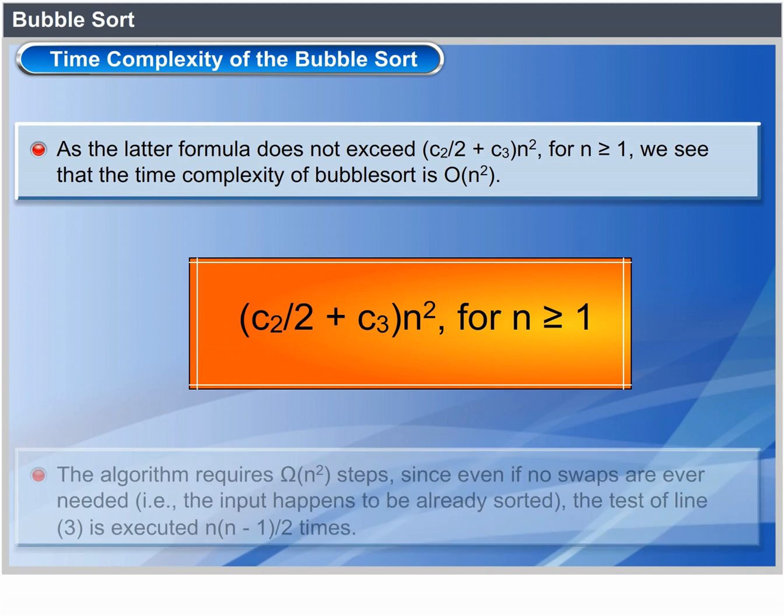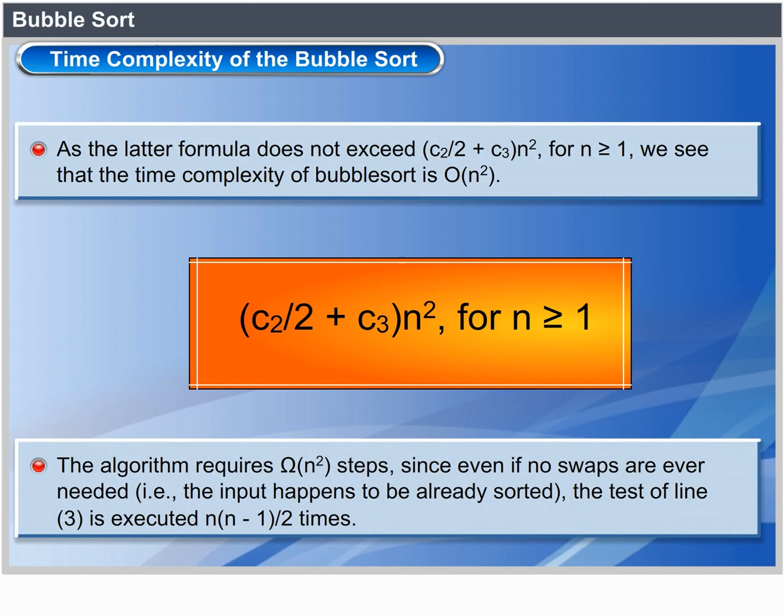The algorithm requires big omega of n squared steps, since even if no swaps are ever needed, that is, the input happens to be already sorted, the test of line 3 is executed n times (n minus 1) divided by 2 times.